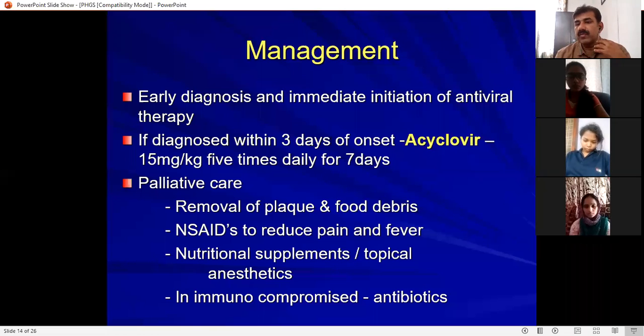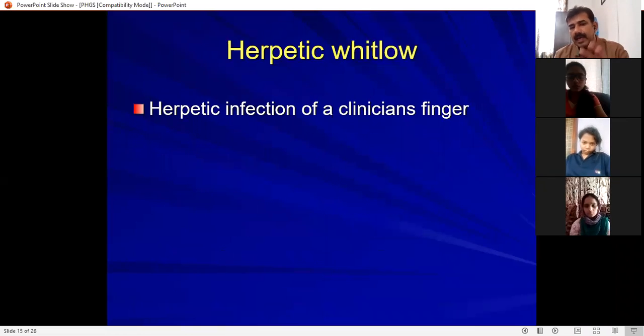And if it is an immunocompromised patient, or some severe lymphadenitis is there, then probably you can supplement antibiotics also alongside this, okay, to reduce that secondary infection. So that is how you manage this acute herpetic gingivitis. And a type of herpetic gingivitis that occurs on a clinician's finger, okay, a dentist's finger or a doctor's finger, you call it herpetic whitlow. So that is all about acute herpetic gingivitis.